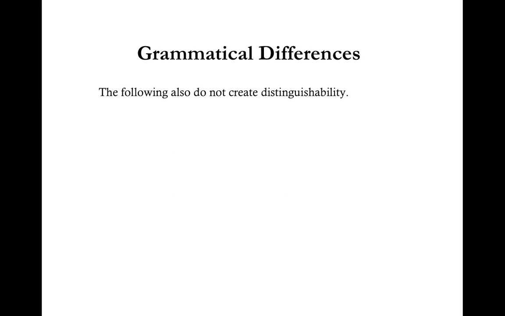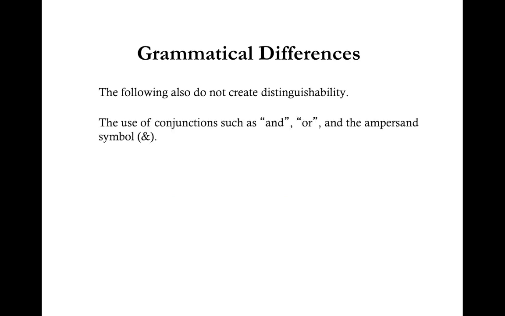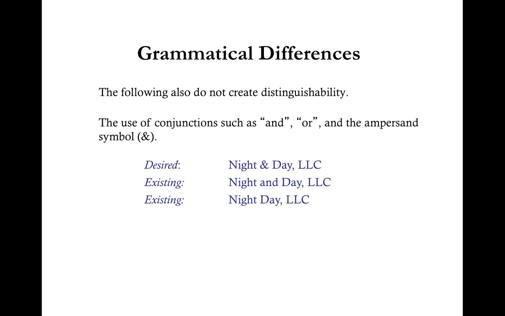The following also do not create distinguishability: the use of conjunctions, such as and, or, and the ampersand symbol. Let's say your desired LLC name is Night & Day LLC with the ampersand symbol. But during your search, you find a Night and Day LLC, or you found a Night Day LLC.